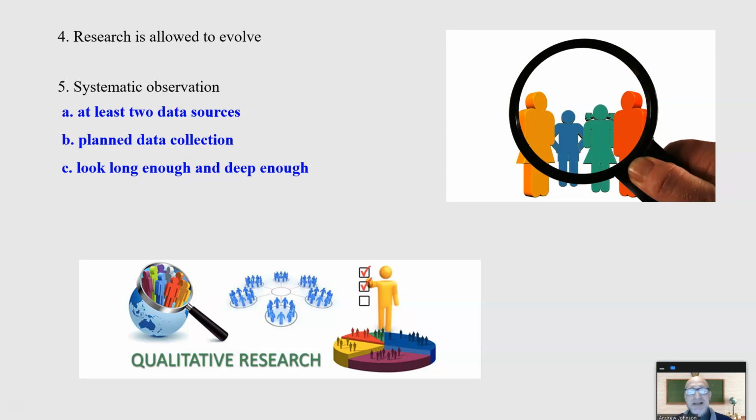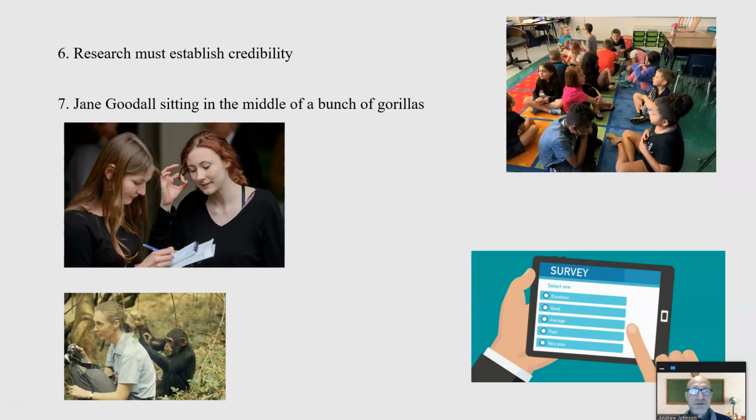Systematic observation means that you have a plan for how you're going to collect data, when you're going to collect data, and how long. In qualitative research, you want to use at least 2 data sources to make sure you're getting a view from different sides. And you want to look long enough and deep enough. Meaning that if you go into a classroom and look for a day, well, you're going to understand something. But if you go into a classroom and spend 4 hours for 40 days, you're going to understand more. So to understand the reality you are observing, you want to look long enough and deep enough.